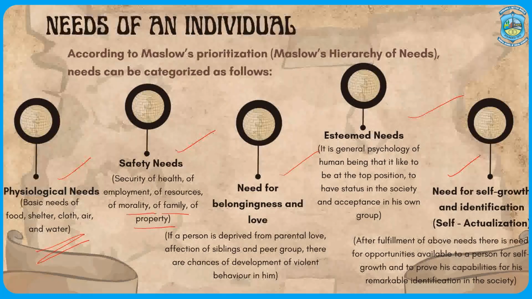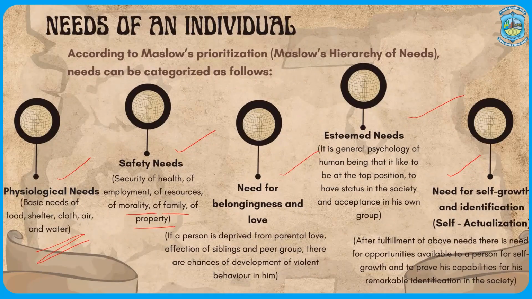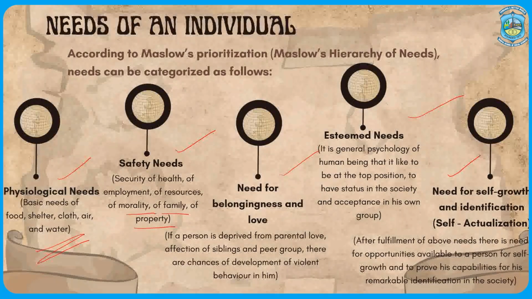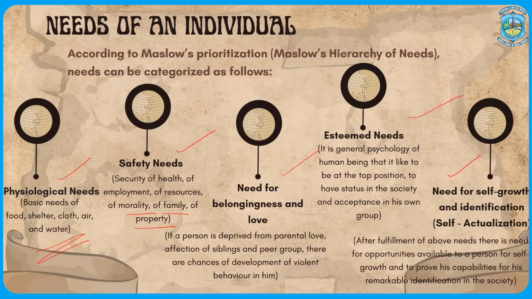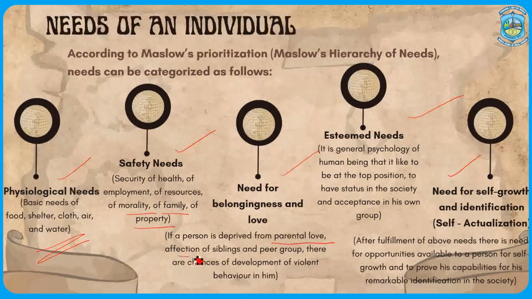Then the need for belongingness and love. Like we said, we always need some people with us to share our feelings and to vent out all those things. So if a person is deprived of parental love or the affection of siblings and their peer group, there are chances of the development of violent behaviors in them. So we need to take care of that need also, which is the need for belongingness and love.